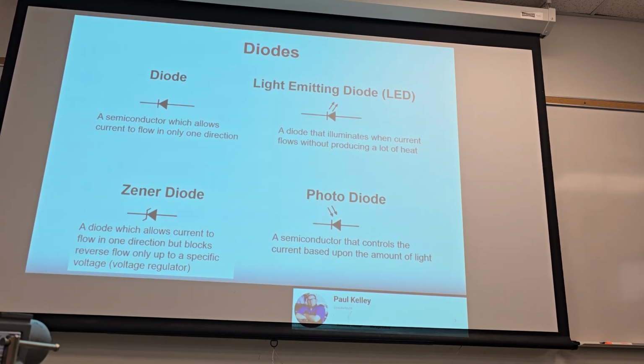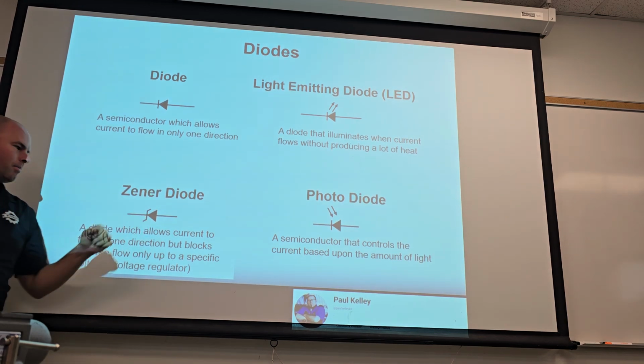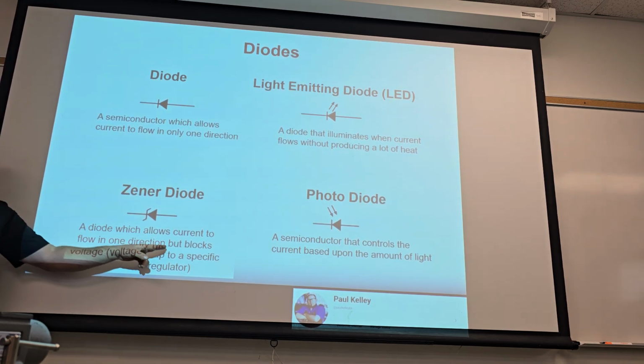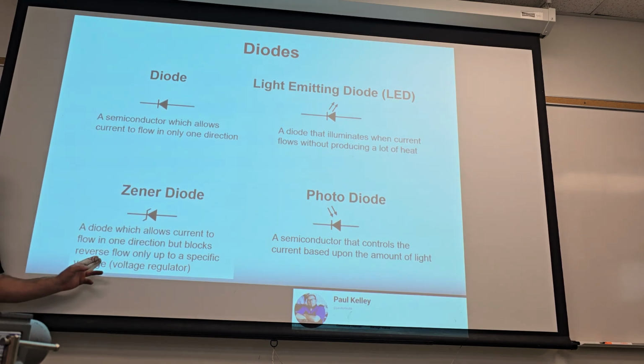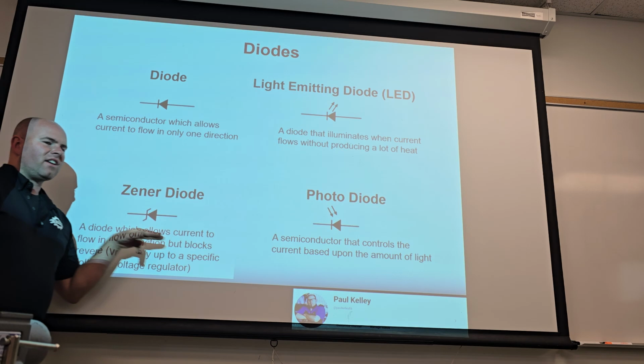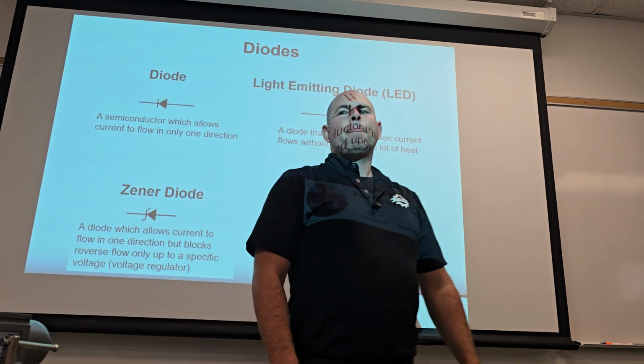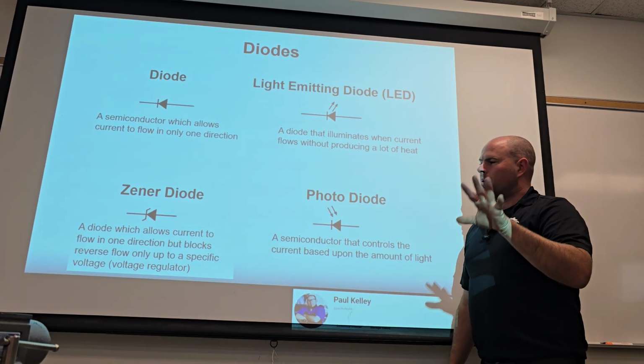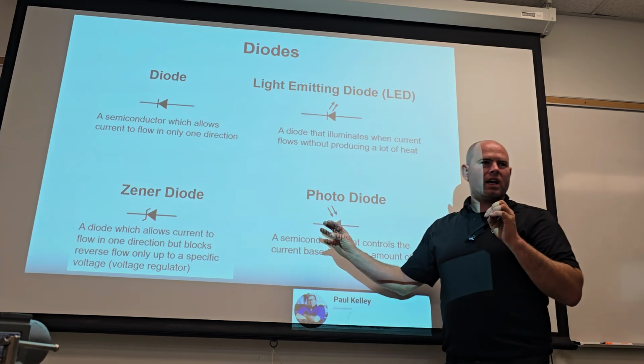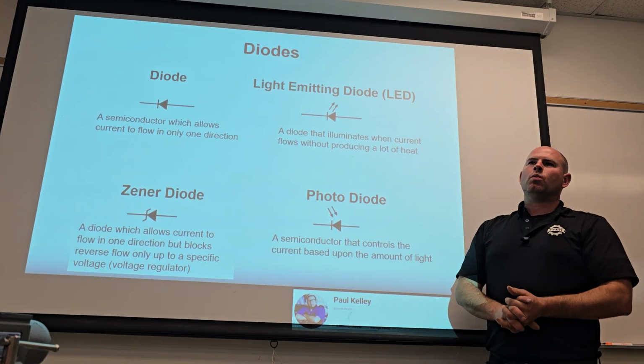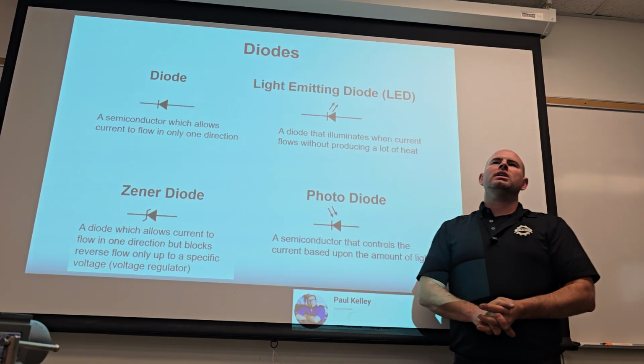The Zener diode, you notice the symbol's a little different? The Zener diode allows current to flow in one direction, but blocks it in the reverse flow only up to a specific voltage. So it's like a breaker with that, right? No. Kind of, but we'll use it like this. It's like a regulator.